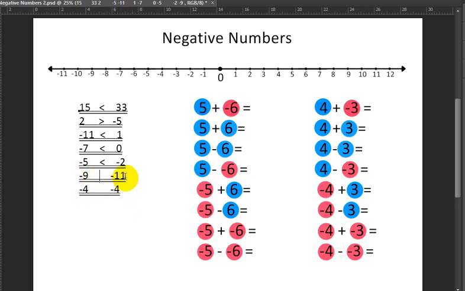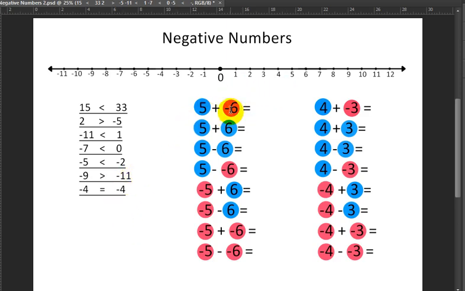Then we have minus 9 with minus 11. Minus 9 is here. It is closer to 0 than minus 11, which is here. So minus 9 is greater. Then we have minus 4 on one side and minus 4 on the other. Since they are exactly the same, I would say that these two numbers are equal. And yes, in case any of you were wondering, negative numbers can be equal, just like positive numbers.